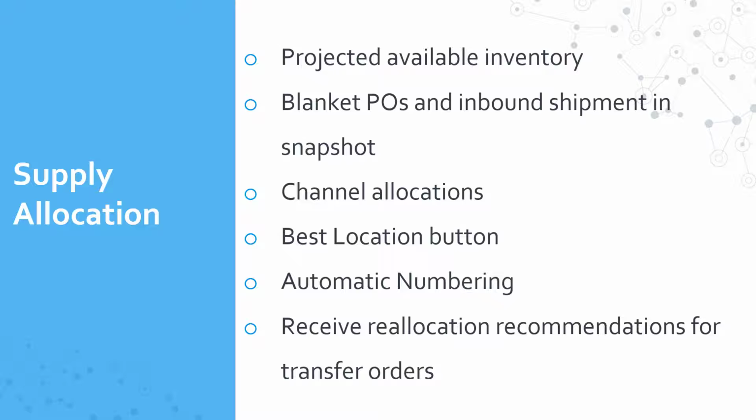Supply allocation has been enhanced in a number of other ways, including the inclusion of allocated quantity in snapshot calculations, improved accuracy of supply chain snapshot results through blanket purchase order and inbound shipment sources, the ability to designate inventory and future supplies to sales orders in sales channels, a new button to find the best location on the earliest availability pop-up window, automatic numbering support in Snapshot, and new reallocation recommendations for transfer orders.